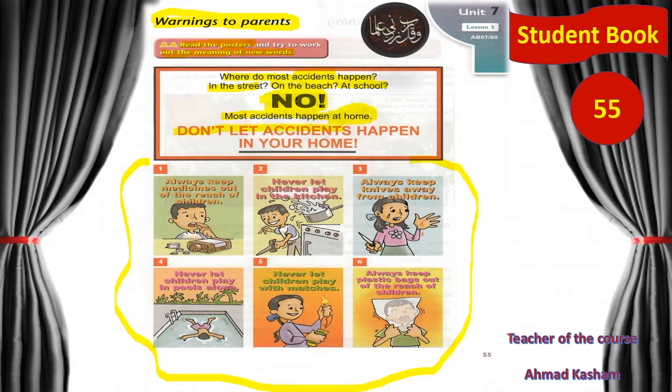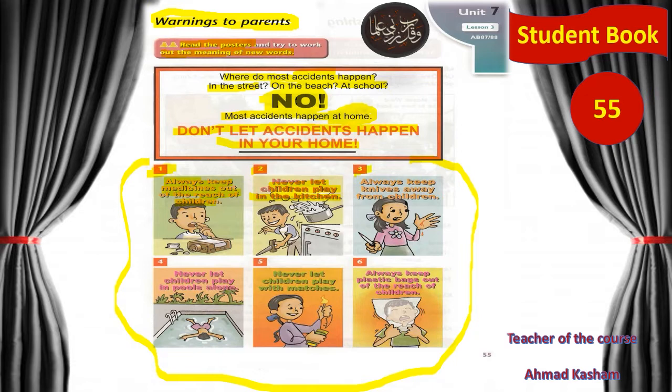Don't let accidents happen in your home. How? We should follow the instructions here or the warnings. Now, number 1, always keep medicines out of the reach of children. دائما, look, how do we use always? دائما أبقي الدواء بعيدا عن متناول الأطفال. Number 2, never let children play in the kitchen. أبدا لا تدع الأطفال يلعبون أو يعبثون في المطبخ.